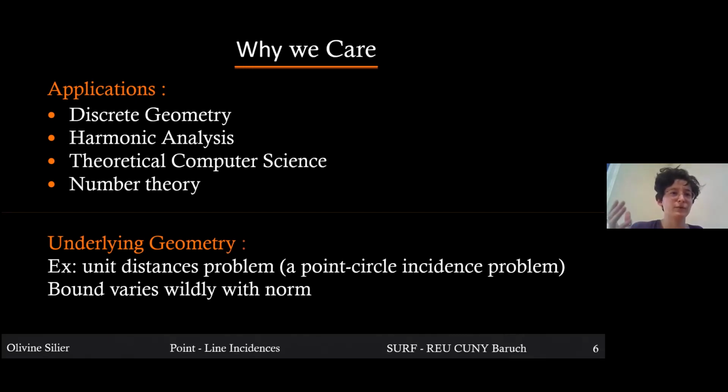Another well-known example of incidences that has a strong relationship with the underlying geometry of the problem is the unit distances problem, which is another incidence problem in which we care about a set of points and we want to search for the maximum number of point couples that are at a unit distance from each other. And it so happens that this bound varies wildly with the norm that is chosen. In fact, if you take, for example, the L1 norm or the L infinity norm, it's kind of a trivial thing. But if you look at the standard Euclidean L2 norm, then this is an open problem that's very interesting and tricky.